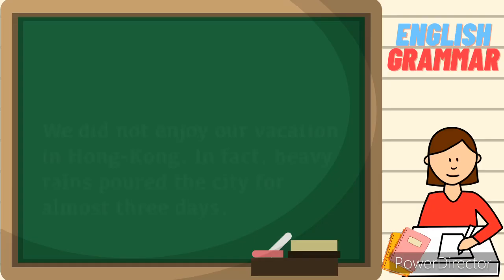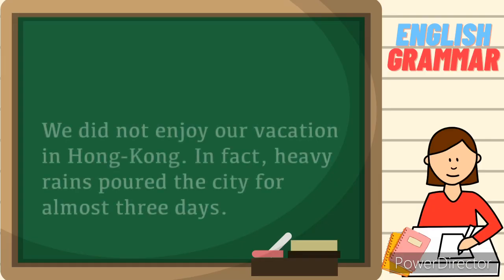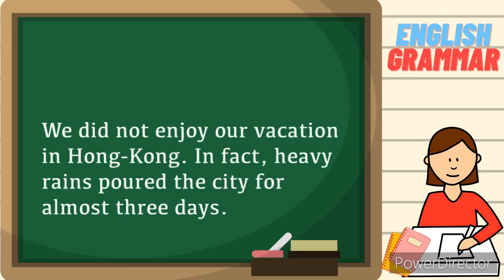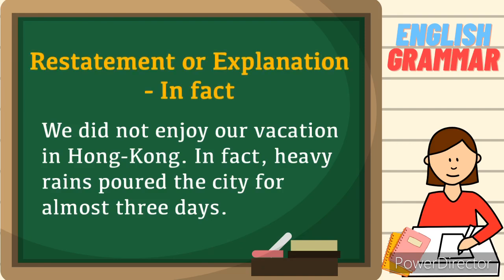For instance, we did not enjoy our vacation in Hong Kong. In fact, heavy rains poured on the city for almost 3 days. In this example, not enjoying the vacation was because of the 3-day heavy rains. The feeling of dissatisfaction was explained and the explanation was introduced with a transition signal, in fact.